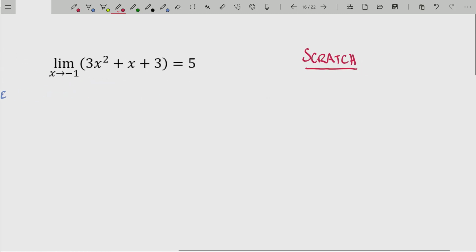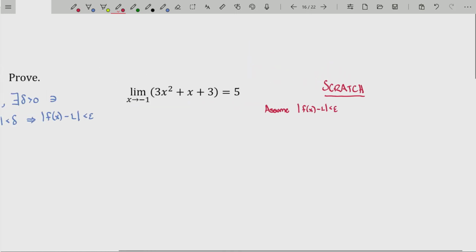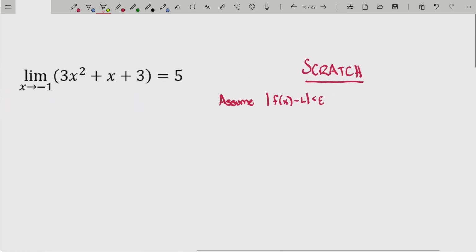So let's go ahead and assume the distance between our function and our limit is less than epsilon. In other words, we have arrived at our destination right here. We just magically ended up there. If somebody hands us the answer, we want to know how we got there. Basically, we got to the end. I want to know how we got there. We want to find the delta. Okay, so assume that that's true.